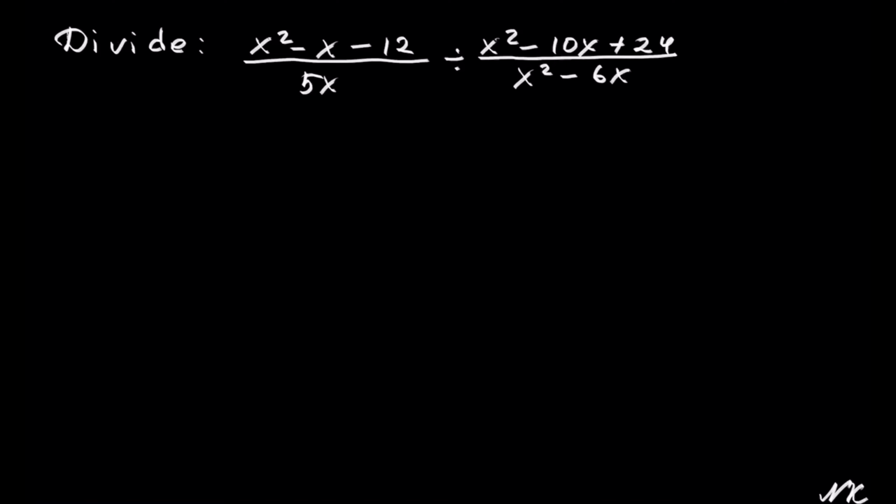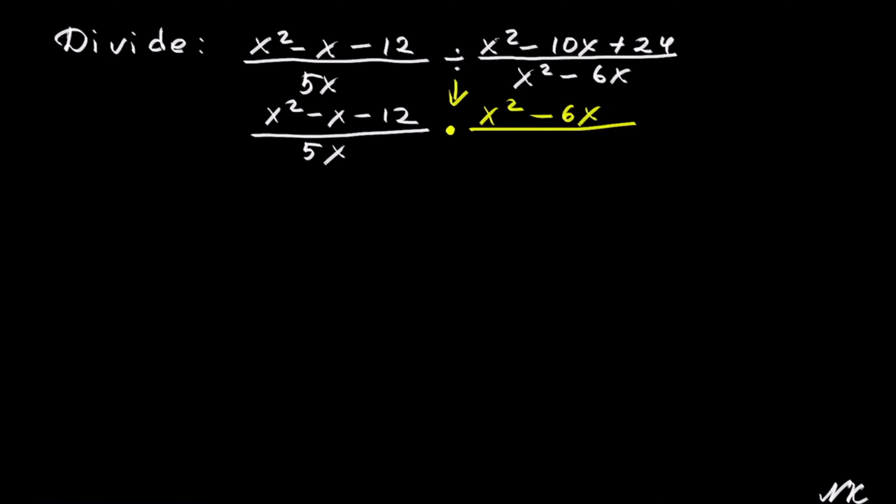So the very first thing you need to do is change this division into multiplication. In order to convert division into multiplication, we keep the first fraction as is, which is (x squared minus x minus 12) out of 5x. Then we change division into multiplication and flip the second fraction, so we get (x squared minus 6x) out of (x squared minus 10x plus 24).